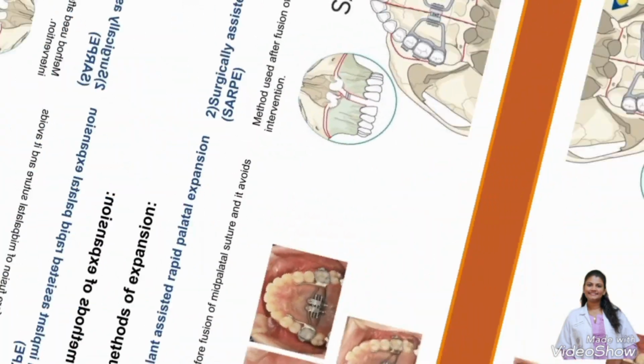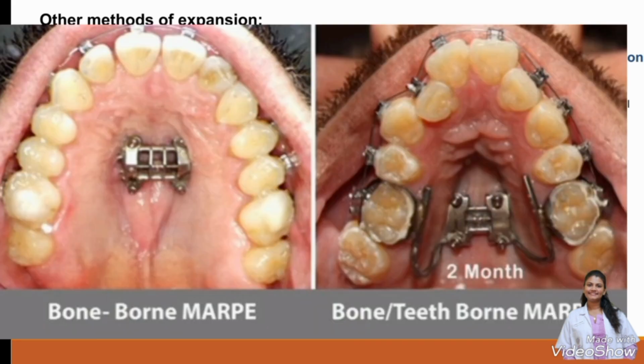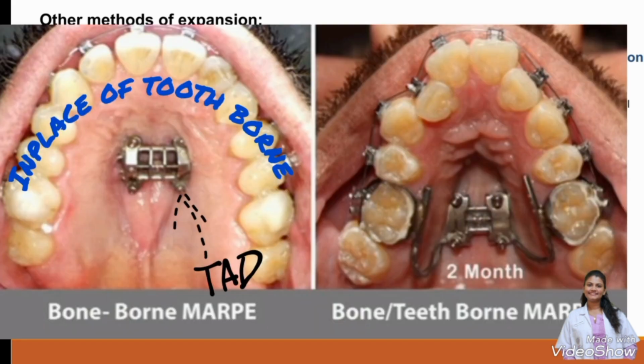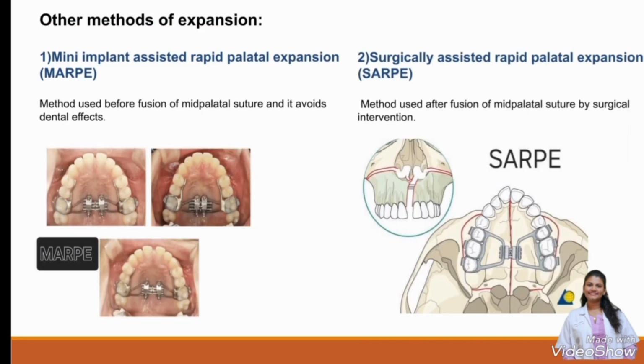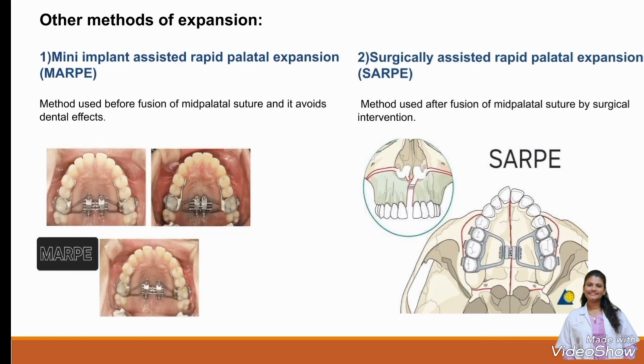There are different other methods of expansion. First is mini-implant assisted rapid palatal expansion, which is MARPE. In this, mini implants or temporary anchorage devices, which are TADs, are used in place of tooth-borne appliances. This method is used before the fusion of the mid-palatal suture, and it avoids dental effects like extrusion of molars or buccal tipping of molars. In surgically assisted rapid palatal expansion, SARPE, the method is used after fusion of the mid-palatal suture by surgical intervention. With the help of osteotomies, a surgical incision is done and palatal expansion is carried out after fusion of the palatal suture.